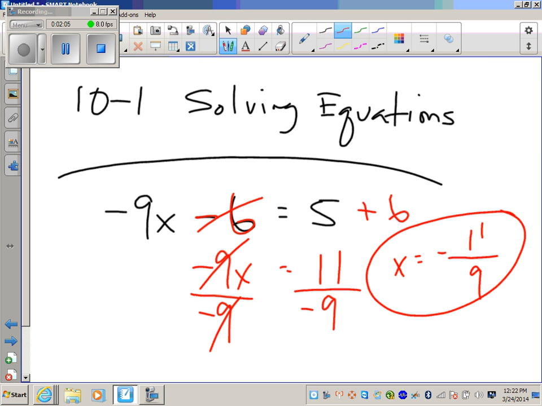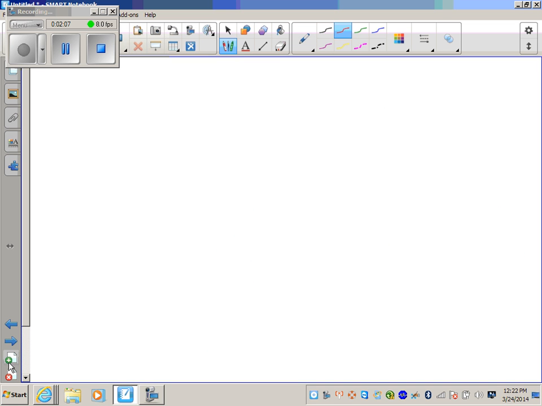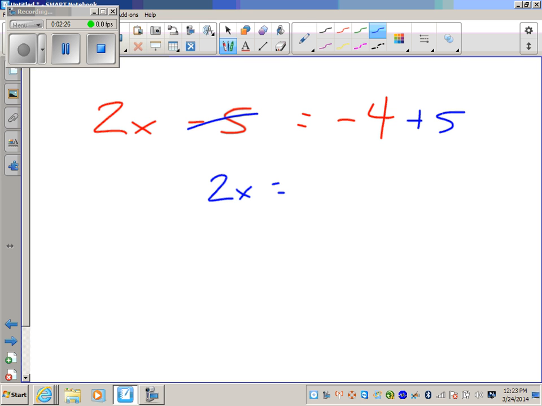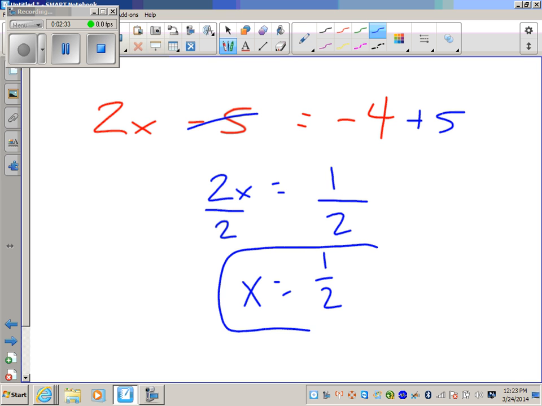Okay? Here, you try. 2x minus 5 is equal to negative 4. So, Raven, what do we do first? Add 5 to both sides, so 2x then equals what? 1. Divide both sides by 2 to get x by itself, and x equals one half. Okay?